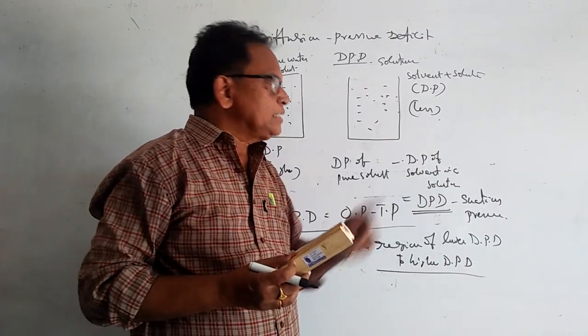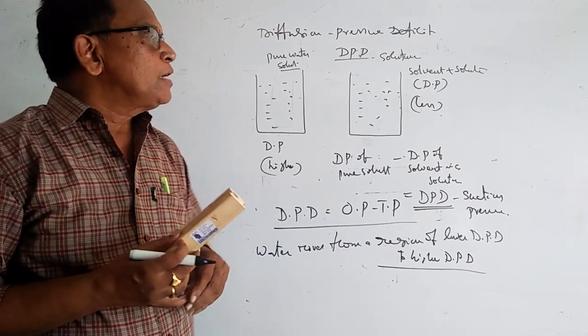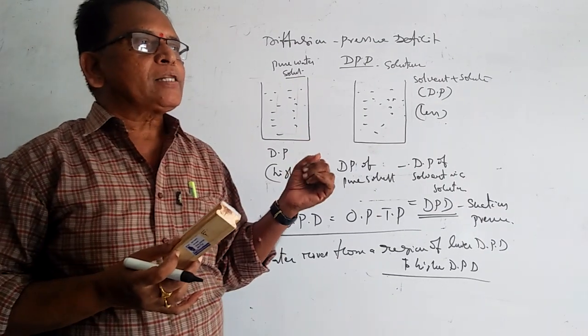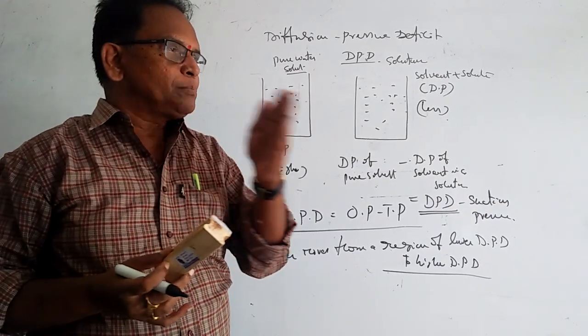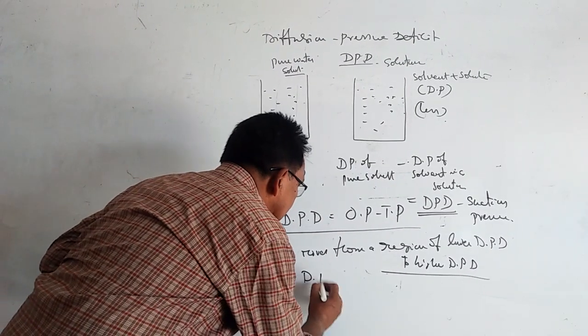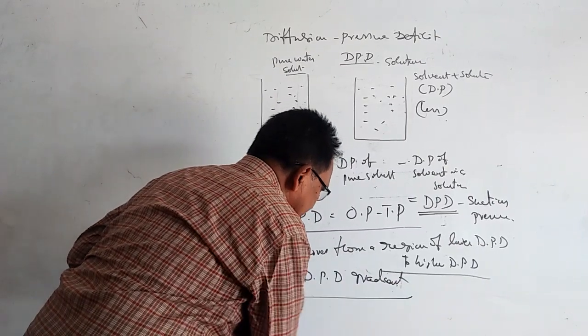DPD is also known as suction pressure. This is a very important phenomenon, and it is highly useful for the absorption of water by plants. Normally plants absorb water based on this gradient known as the DPD gradient.